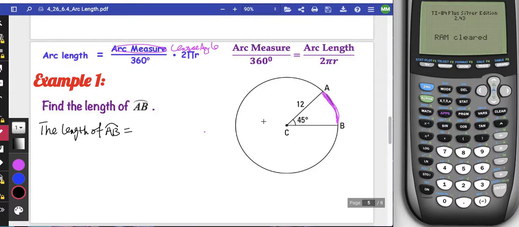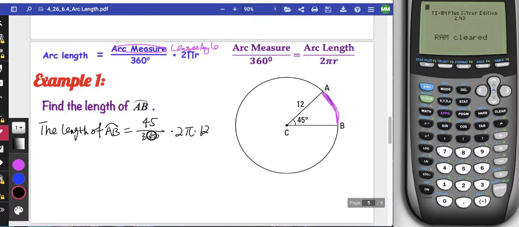Well, equal to, since we just need to find the arc length, I'm going to use the first method to directly find the answer. In order to use the first one, we just need to replace the values we already have, which are the central angle and the radius. So the central angle here is 45 divided by 360, and then times 2 pi, and the radius, which is 12. Please pay attention: sometimes we might have the diameter as a given value, sometimes we have the radius, so please make sure we read the question or check the picture carefully.